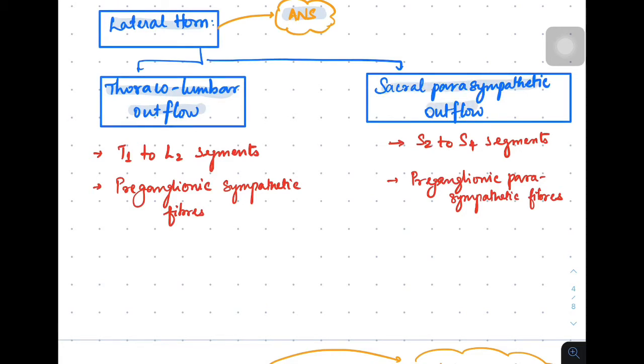Thoracolumbar outflow is for the sympathetic nervous system and the craniosacral is for the parasympathetic nervous system. Cranial outflow mainly involves the cranial nerves and parasympathetic ganglion and is not involved much with the spinal cord. So first we'll talk about the thoracolumbar outflow. It extends from T1 to L2 segments and mainly consists of preganglionic sympathetic fibers. And the sacral parasympathetic outflow extends from S2 to S4 segments and consists of preganglionic parasympathetic fibers.